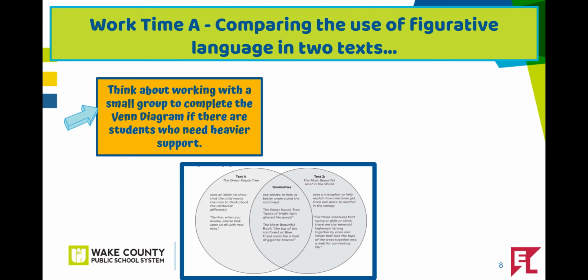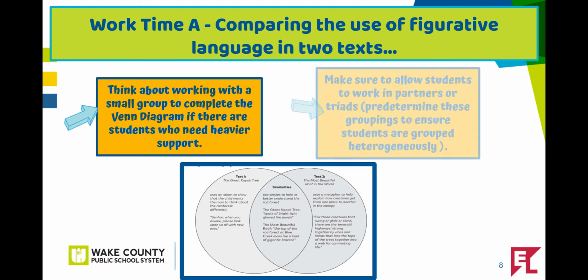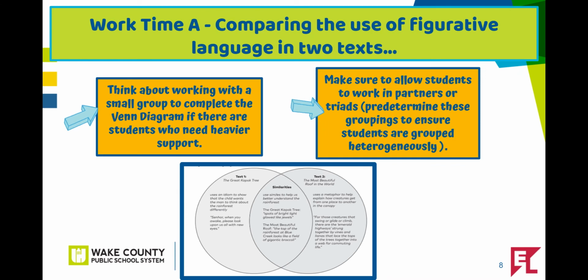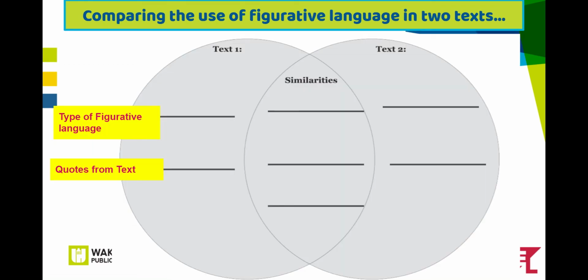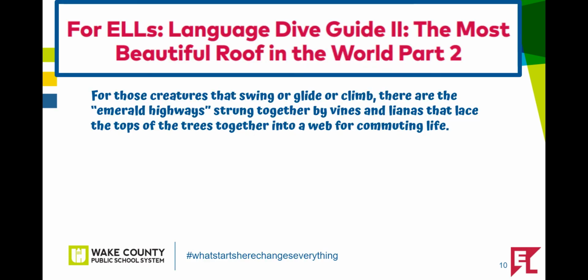Think about working with a small group to complete the Venn diagram if there are students who need heavier support. Make sure to allow students to work in pairs, partners, or triads. Predetermine those groups to ensure students are grouped heterogeneously. Another consideration is to have students draw lines on the organizer and write on the left what they need to include in the organizer, such as types of figurative language and quotes from the text.